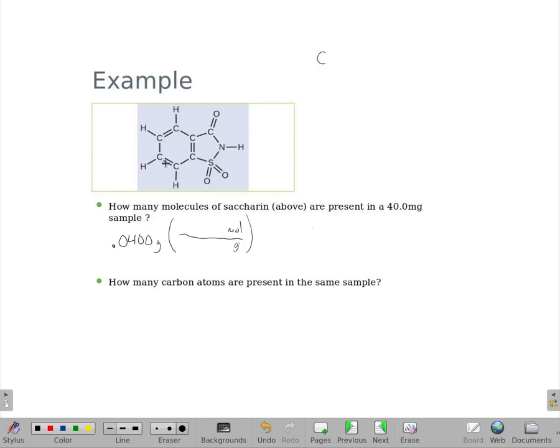So I've got carbons, 1, 2, 3, 4, 5, 6, 7 carbons. I have hydrogens, 1, 2, 3, 4, 5 hydrogens. I have oxygens, 1, 2, 3. I have sulfur, and I have a nitrogen.